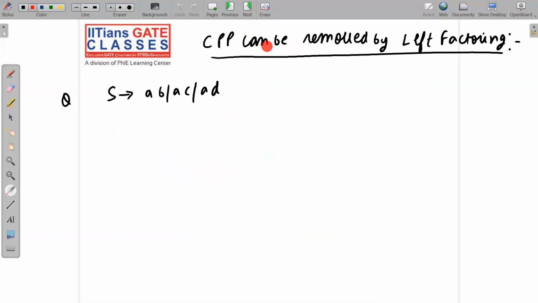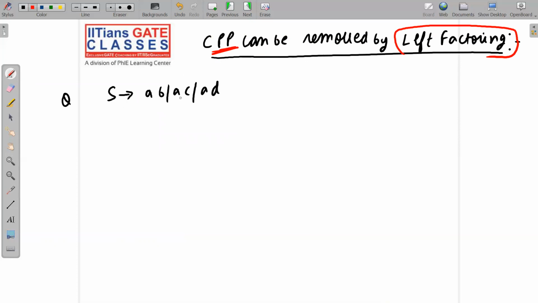So the common prefixes problem can be removed by left factoring. Left factoring is a way to remove the common prefixes problem. See here how we will do left factoring. Again, it is a very simple thing. You just have to apply common sense.